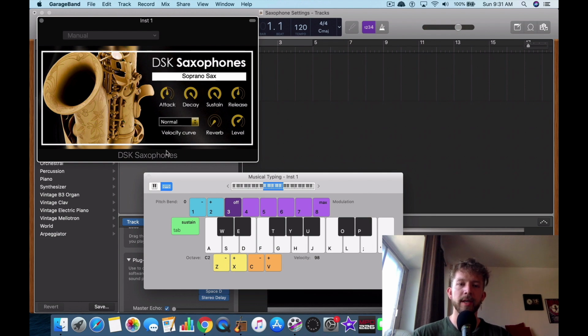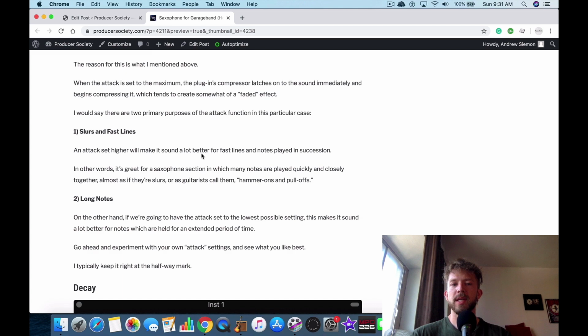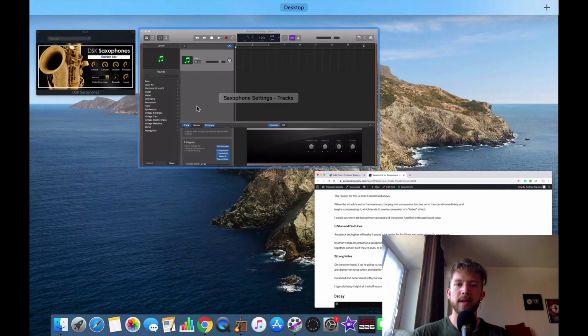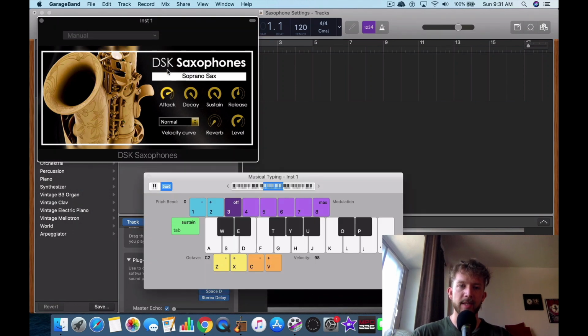There's different reasons why you would set up the attack. As I wrote about in my article, I would say that if you're going to have a lot of attack, it would probably sound the best if you're playing notes in succession, like very fast. So if you have the attack, say, up to here, I find it sounds the best like that. But anyway, I usually keep it about halfway. I find that sounds the best.